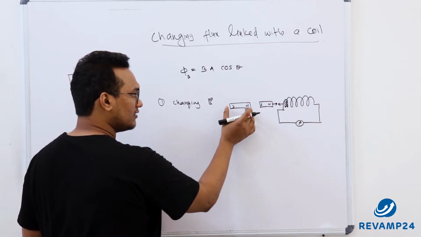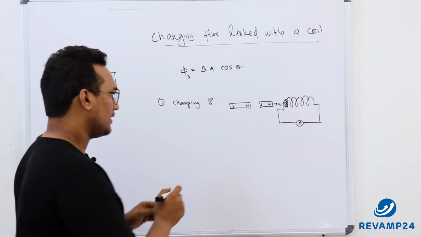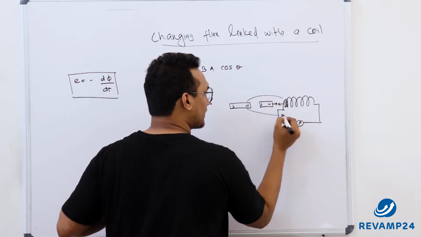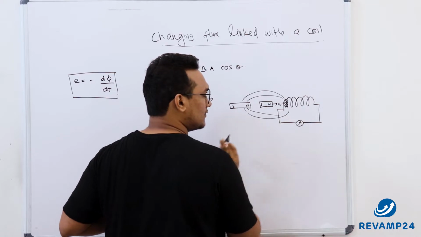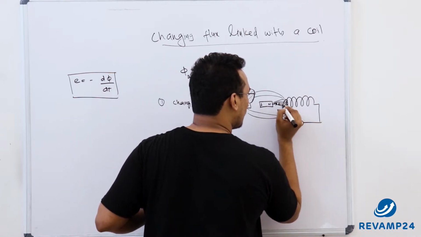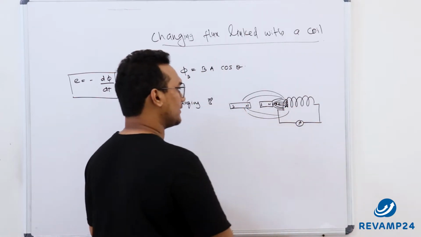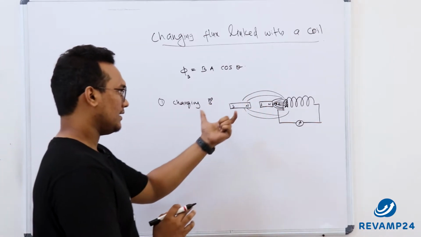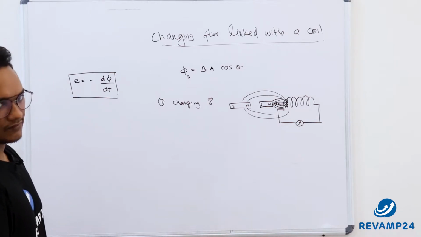What is changing here? Magnetic field intensity is changing. See, when the magnet was here, it was weaker magnetic intensity linked with this coil. But here, more field lines are linked. So this is an example of a change in magnetic field intensity that created a change in flux.